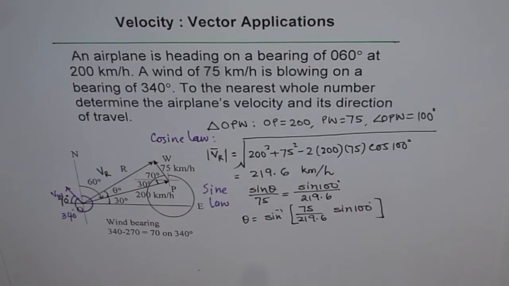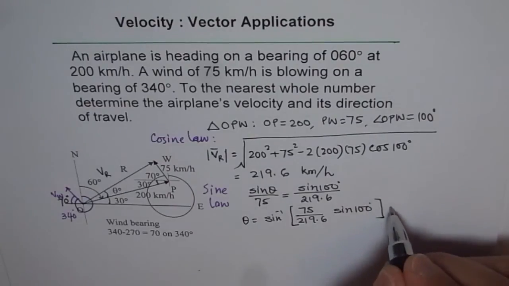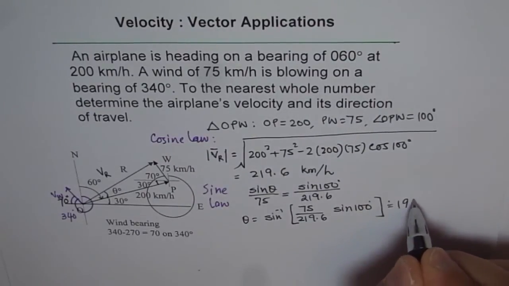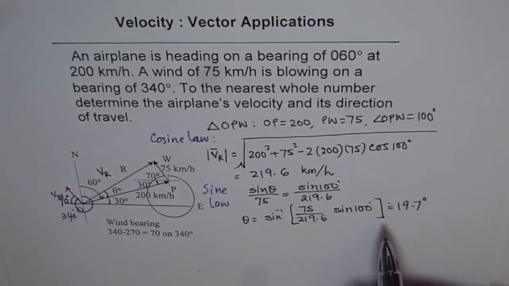So when you calculate, it is important to check that degrees are selected, right? You don't put them in radians, right? So the angle is in degrees. So do second function, sine inverse, you get within brackets 75 divided by 219.6 times sine 100. So what do you get? So you get approximately an angle of 19.7. So that is your theta, 19.7 degrees.